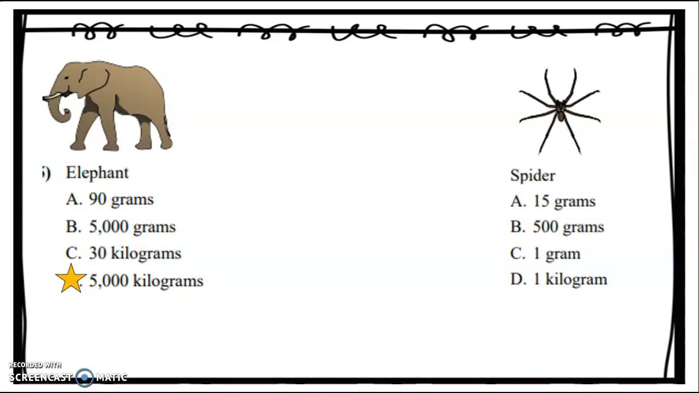Let's look at our next picture. We have a spider. This spider looks kind of big. So, what would make sense? Think about what a kilogram equals. 2 pounds. Could a spider be 2 pounds?